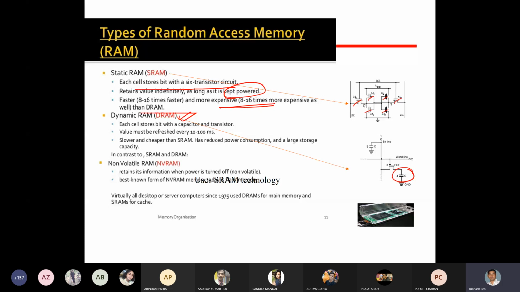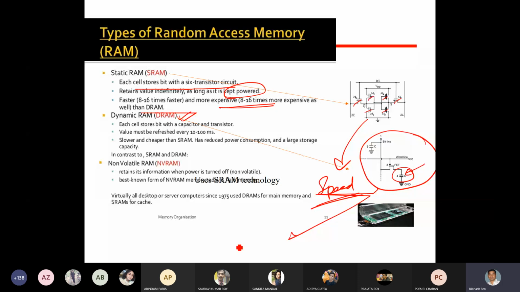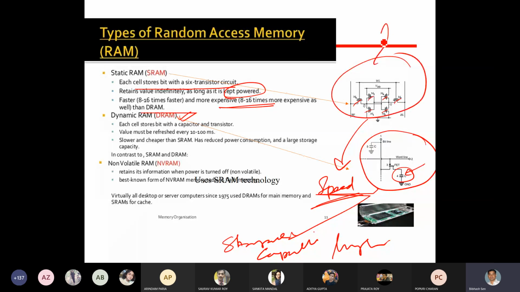Each DRAM cell stores a bit with a capacitor and a transistor. The value must be refreshed every 10 to 100 milliseconds because of the charging of the capacitors. It is slower and cheaper than SRAM, has reduced power consumption and large storage capacity. The speed is lower, but the storage capacity is high. So if we would like to go for an economical option, I can use SRAM for cache memory design and DRAM for main memory design.